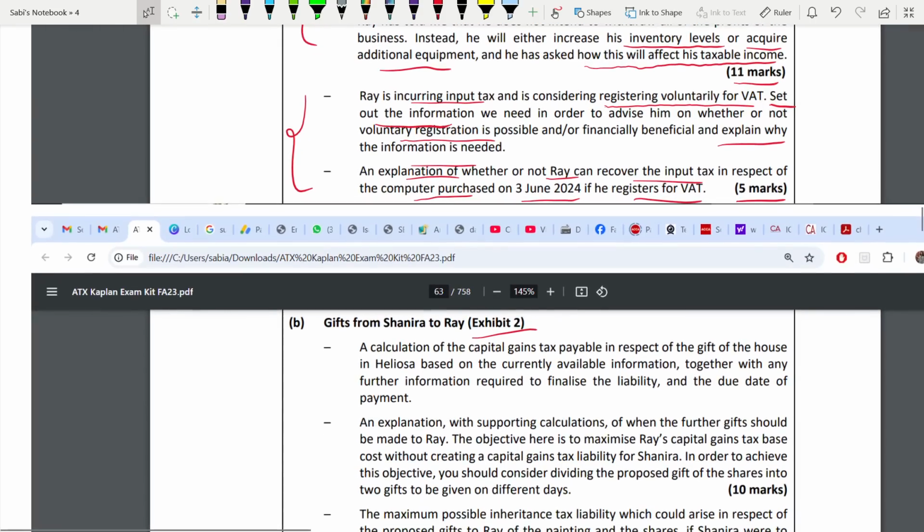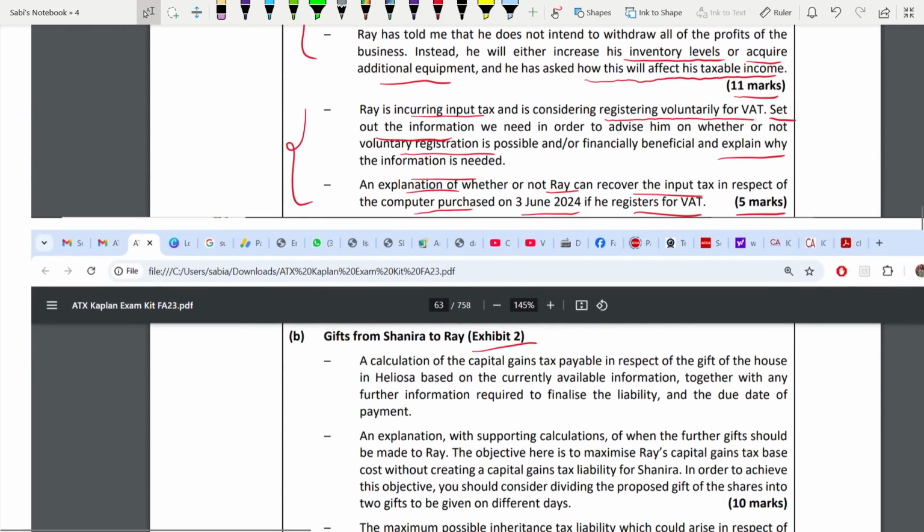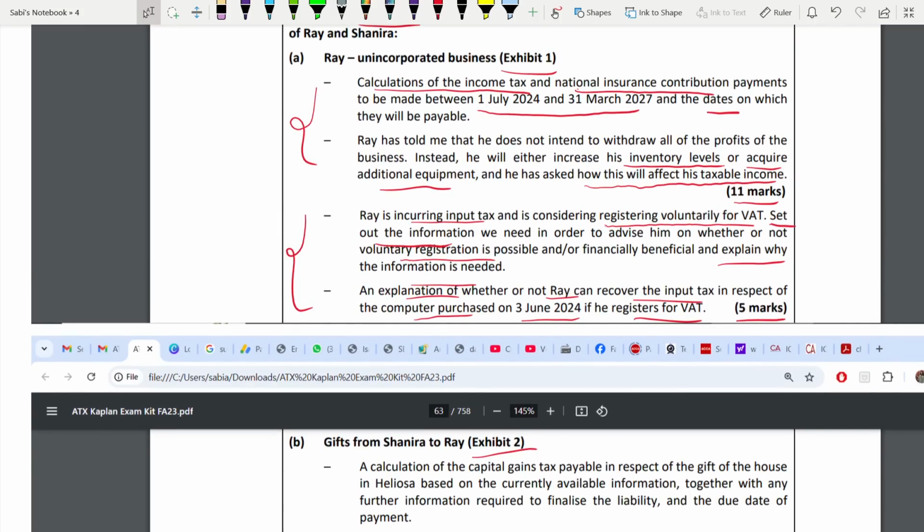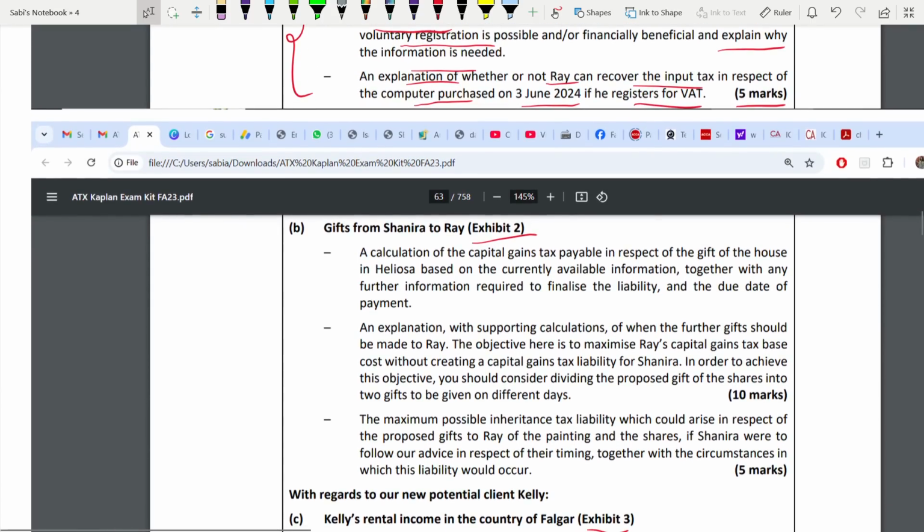Now, coming to B. If you can recall, A is mostly your tax knowledge. Okay, income tax, NIC, VAT, then how inventory level and additional equipment will affect taxable income. All these are knowledge of your tax. Now, coming to B. These two are worth 10 marks and this alone is worth 5 marks.